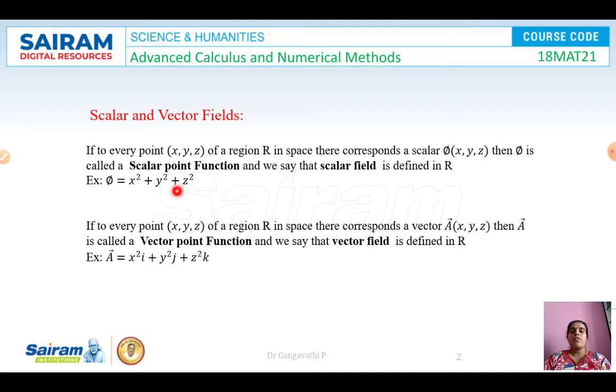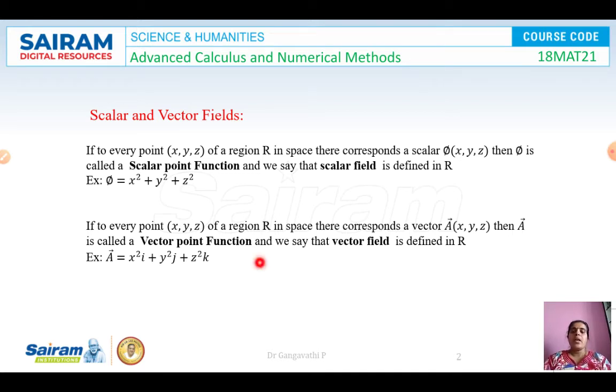So an example is phi, a function which connects the variables x, y, z. You can write phi equals x square plus y square plus z square, and it can be xy plus yz plus zx also. There are many examples. Any relation between x, y and z can be given as an example for phi. A physical quantity which has only magnitude but not direction is called a scalar. Here you can observe the function phi doesn't have any direction, so it has only magnitude. Therefore, it is a scalar field or scalar point function.